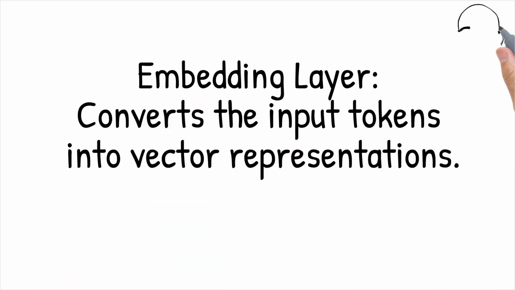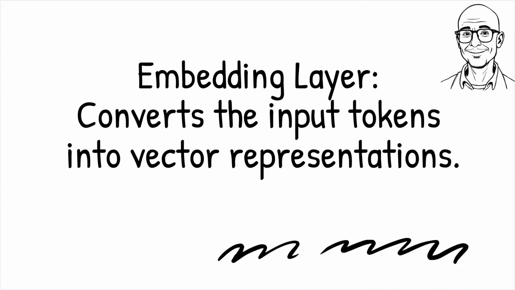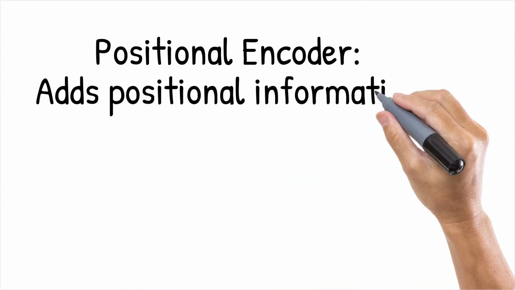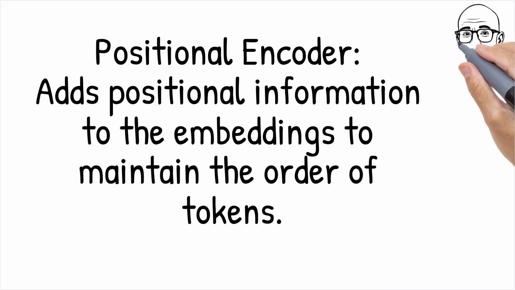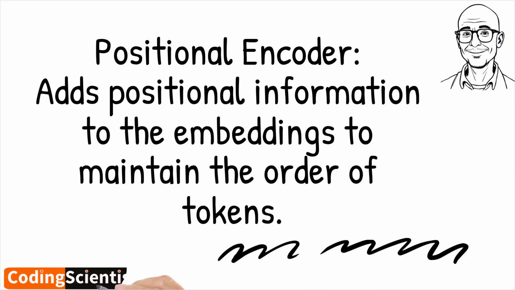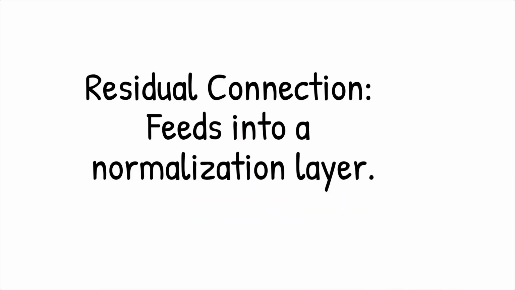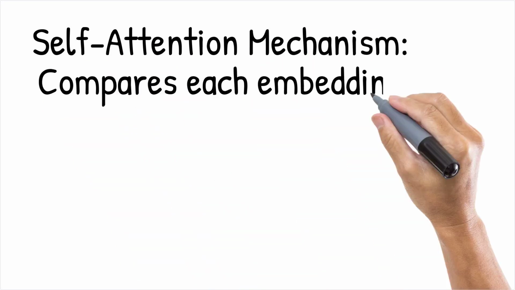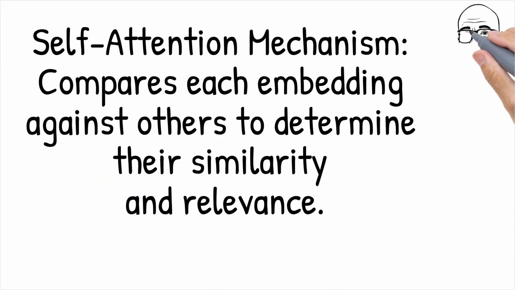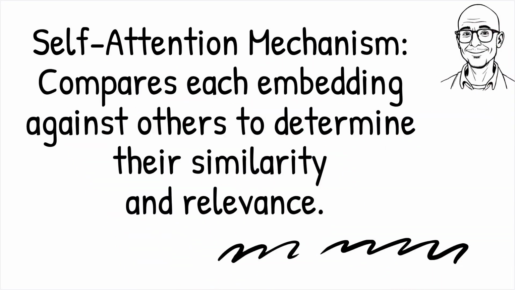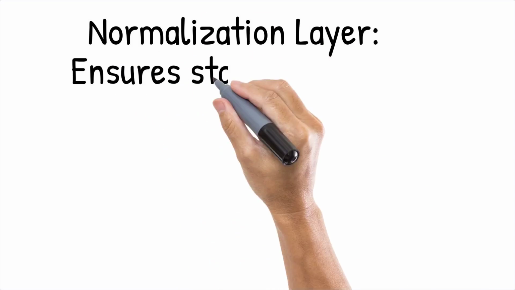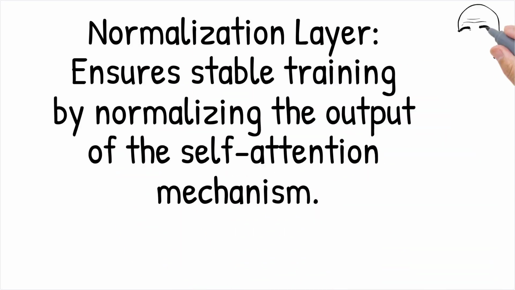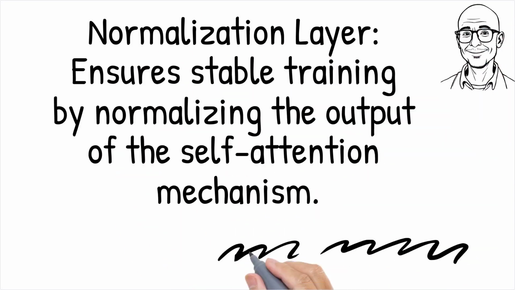Embedding layer converts the input tokens into vector representations. Positional encoder adds positional information to the embeddings to maintain the order of tokens. Residual connection feeds into a normalization layer. Self-attention mechanism compares each embedding against others to determine their similarity and relevance. Normalization layer ensures stable training by normalizing the output of the self-attention mechanism.